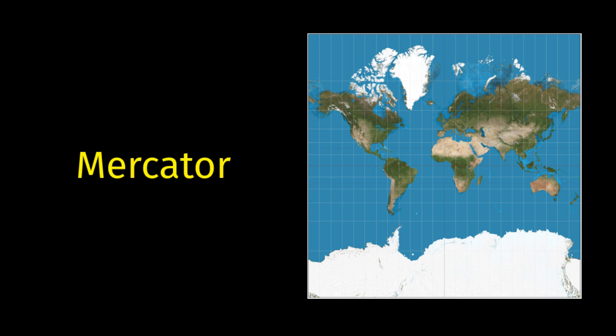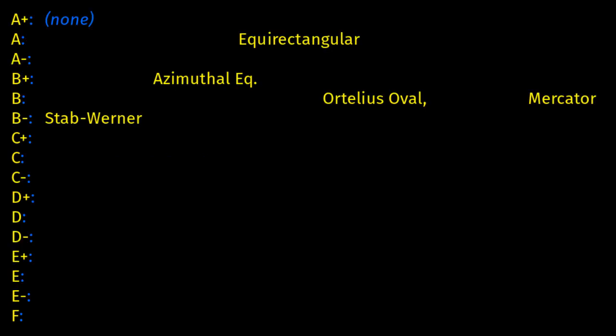Yeah, the Mercator technically requires infinite space to display. That's how bad the polar distortion is. B tier.